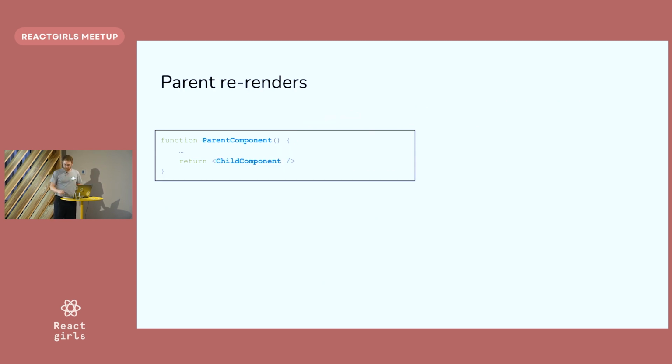Parent renders, so this component here called parent component. If it re-renders, right, if this function is called, this child component, will it re-render? Well, the answer is yes, it will. If the parent re-renders, the child component will always re-render as well.